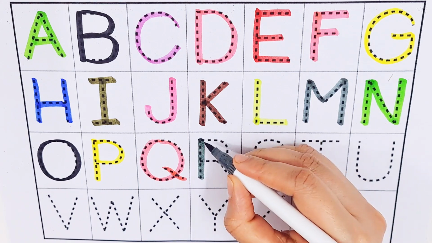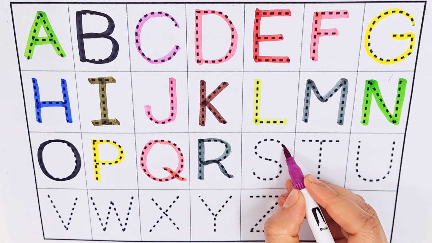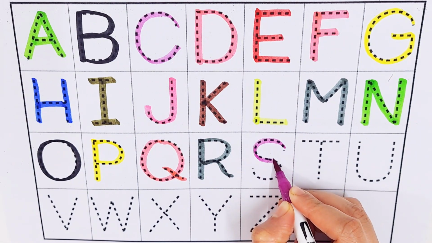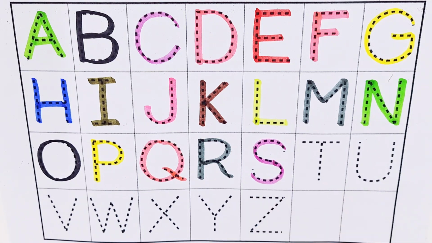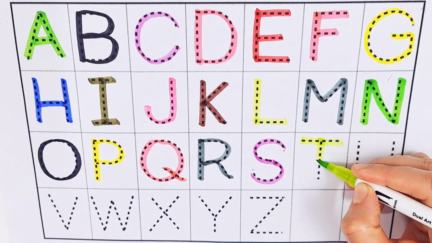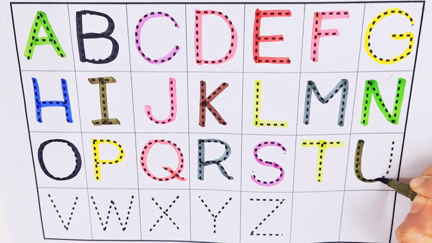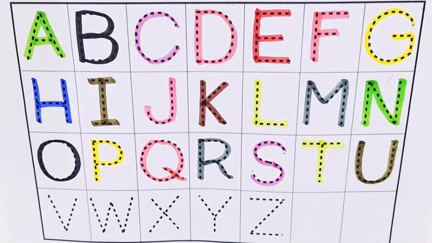Grey color. R for rain. Violet color. S for school. Lime color. T for teacher. Olive color. U for university.